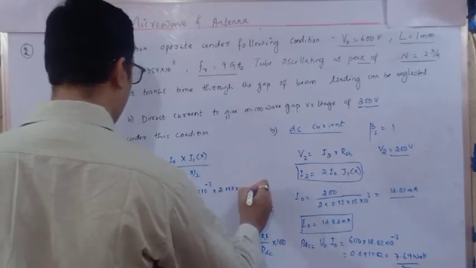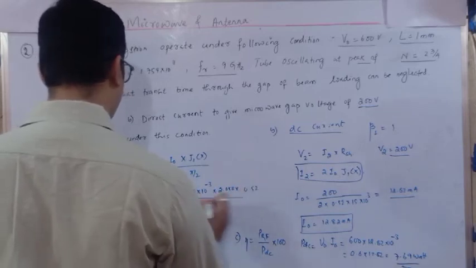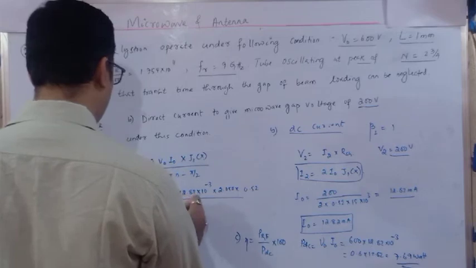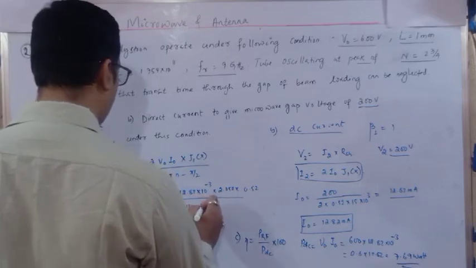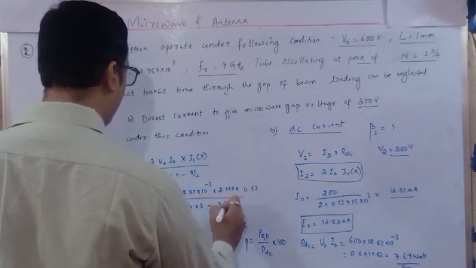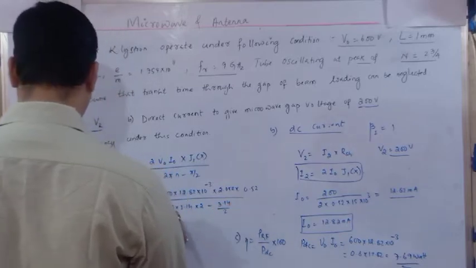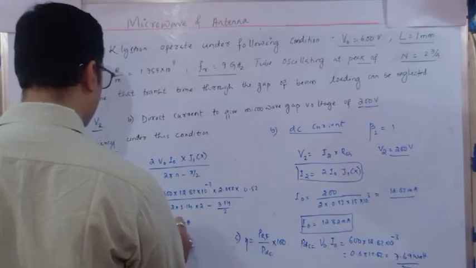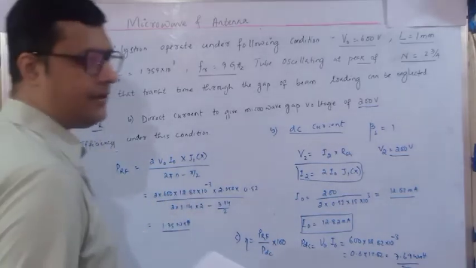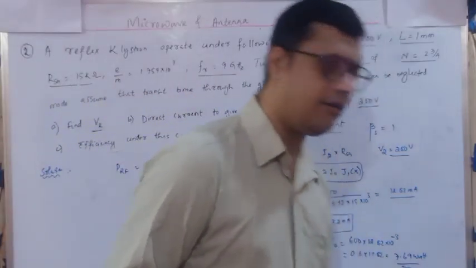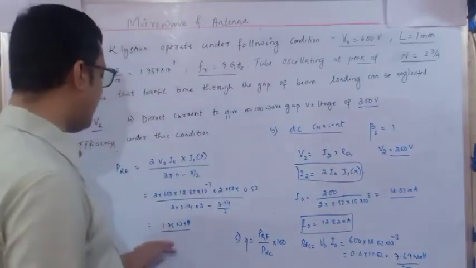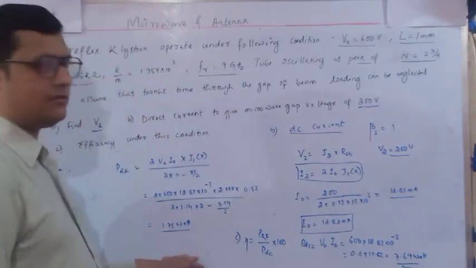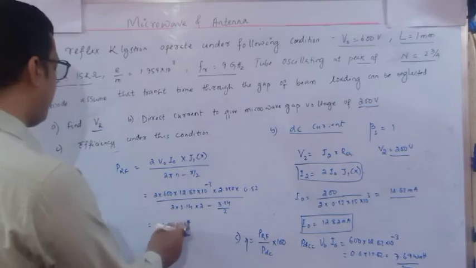into 0.52 divided by 2 into 3.14 into 2 minus 3.14 divided by 2. If you solve this, you will get near about 1.75 watt. I have calculated this, so I am writing directly. You can calculate with the help of a calculator and match the values. Okay, so it is 1.75 watt.